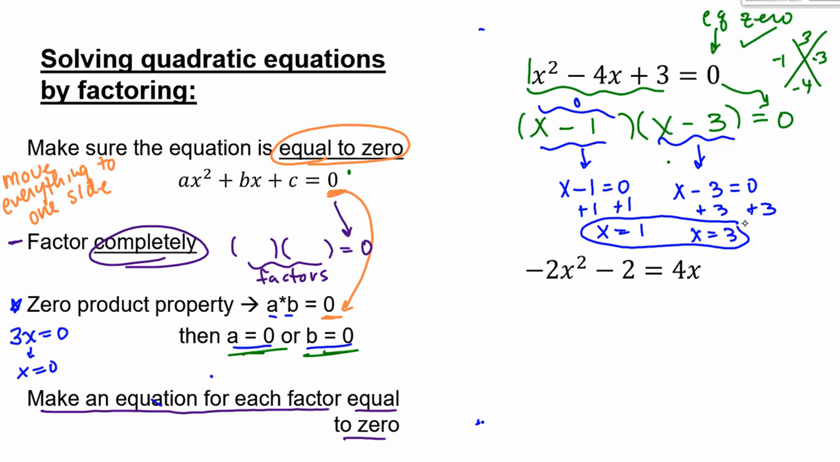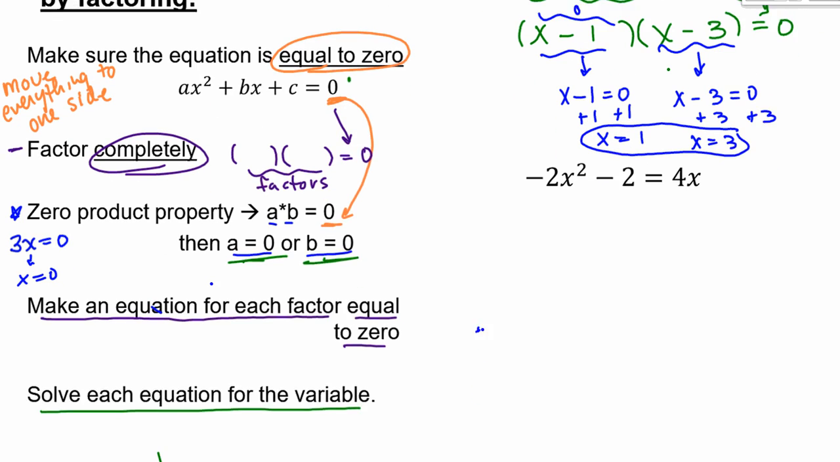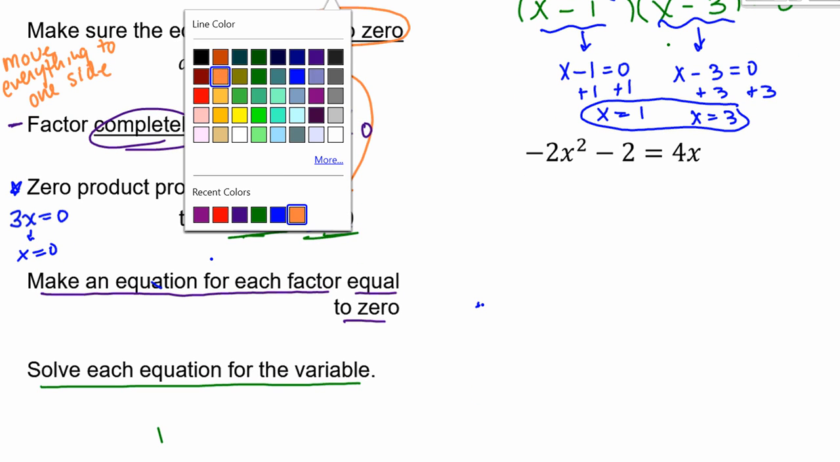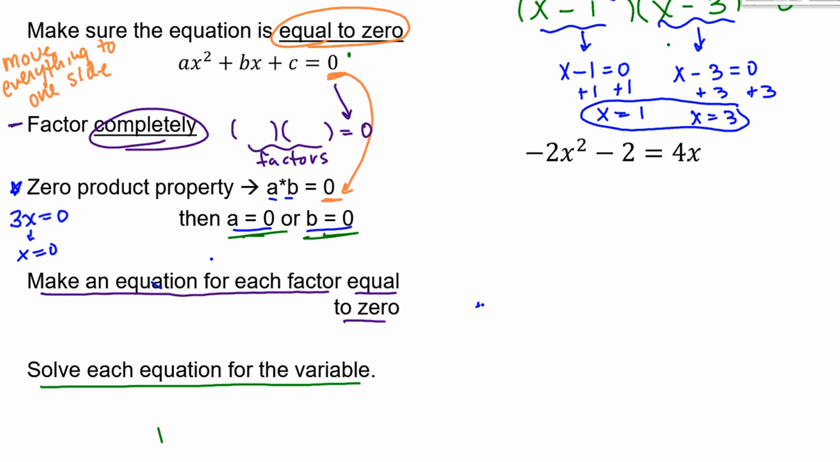And those are solutions. Okay, this next one, I'm looking at it and going, okay, wait, it doesn't have a 0 on one side, so I'm going to subtract this 4x over. That will make my 0. Negative 2x squared minus 4x minus 2 equals 0. Now this looks weird because that number out front is a negative and it's not a 1. So my first trick is to go through and see if I can divide by that coefficient.